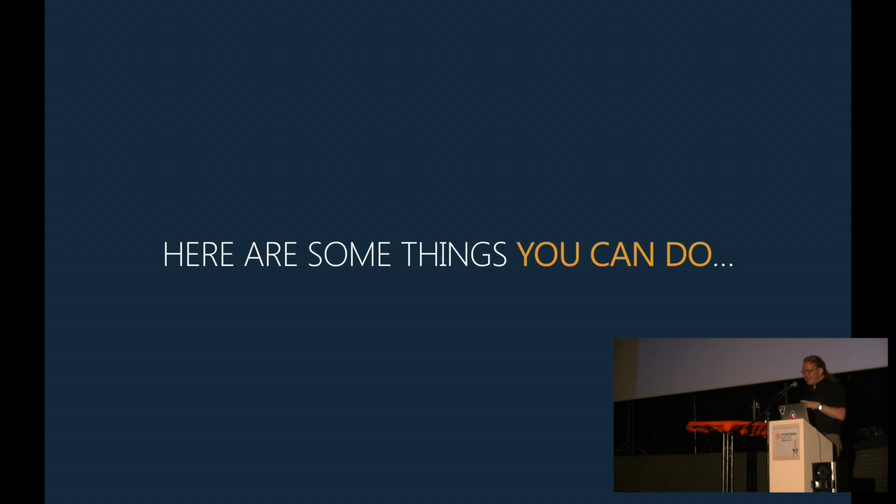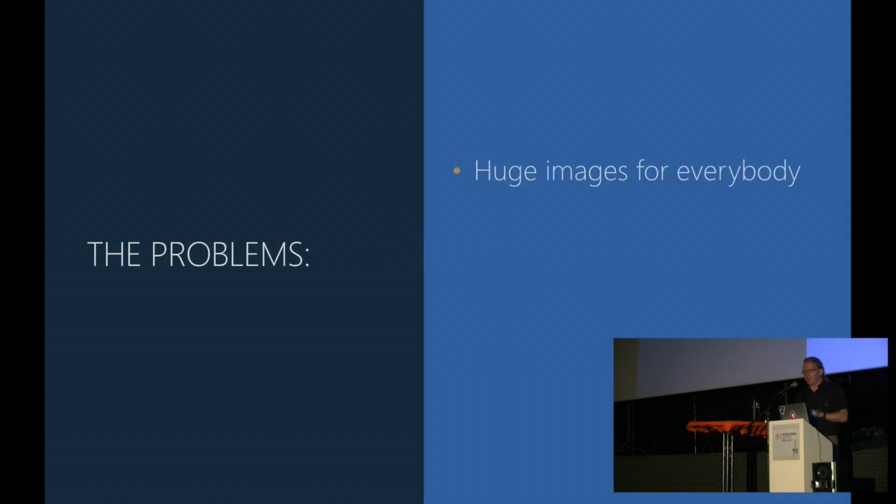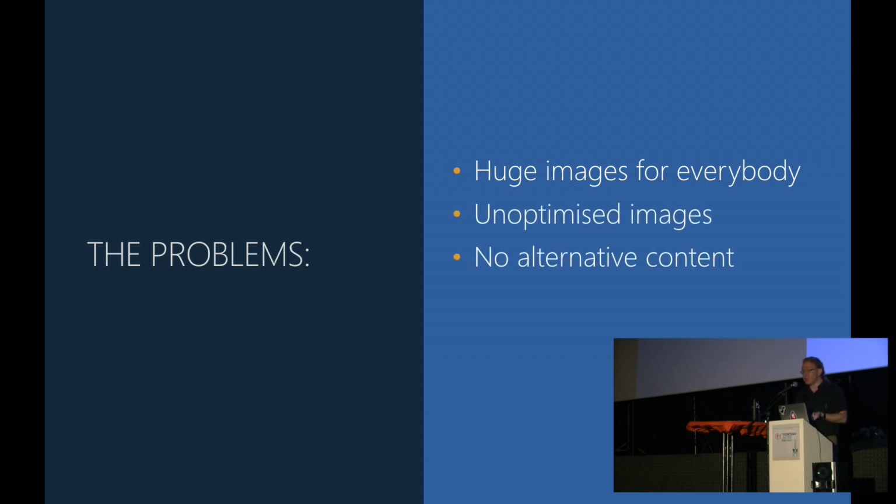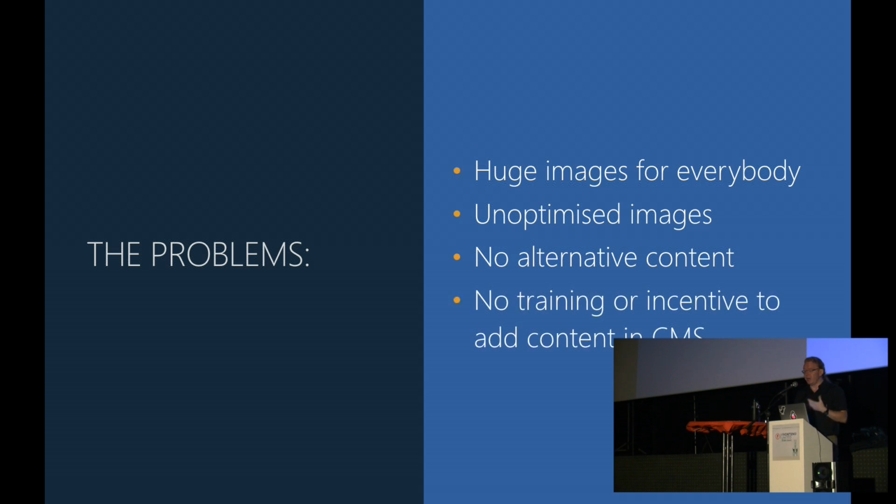So here are some things we can do to help those new users that we don't even know about yet, and also every other user, because we're not optimizing our images properly. So the problems: we have huge images for everybody because we upload one image and display it. We have unoptimized images, no alternative content for the images, and no training or incentive to add content in the CMS. The people who actually use the CMS never talk to us about optimization of images. They don't know. They just upload an image that they get as an attachment in an email that somebody took with a 20-megapixel camera. That's what they do.